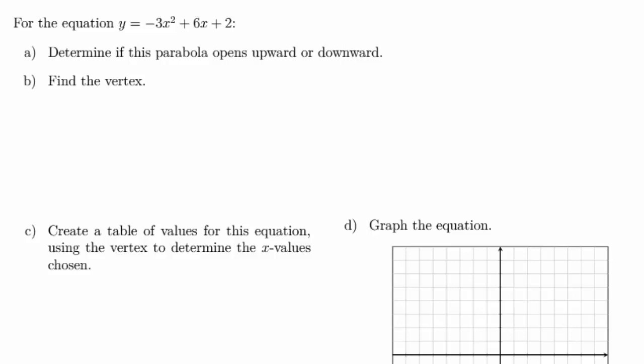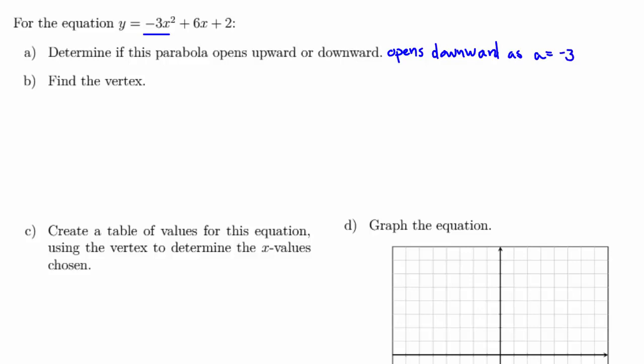To get started, the first thing we're asked to determine is if this parabola opens upward or downward. And the part of the equation that we use to determine this is the coefficient on x squared. We can see that in y equals negative 3x squared plus 6x plus 2, that coefficient on x squared is a negative 3. So this parabola opens downward. And we know that because a is negative 3.